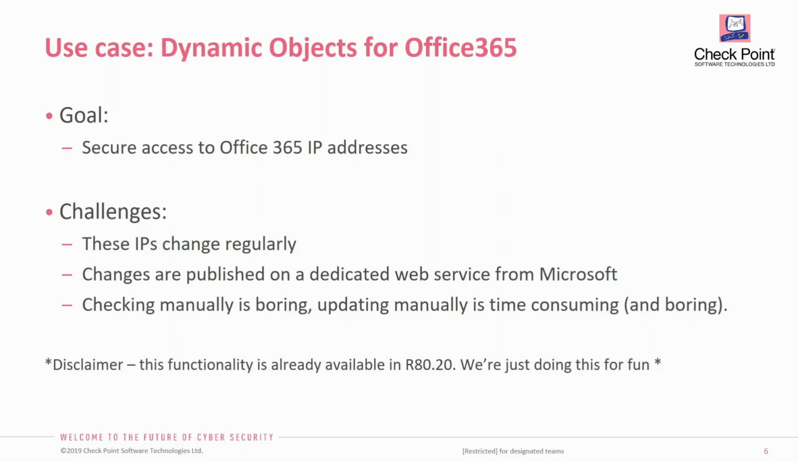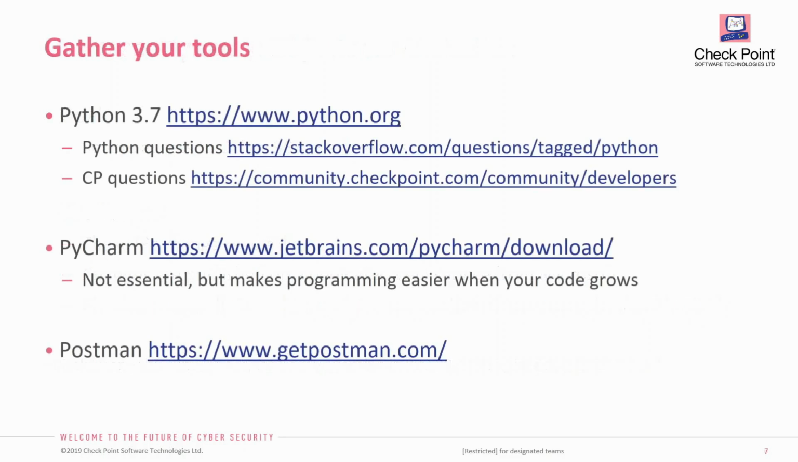Bit of a disclaimer, as I mentioned, this functionality does already exist in R80.20, so there's no reason for doing this other than pure curiosity and to learn a bit about automation and how to use things like Python and Postman. In R80.20 we do have updatable objects which address this exact problem, so if you're not interested in putting a bit of work in and doing a bit of self-learning, you can use this functionality already in R80.20. So what are we going to use?